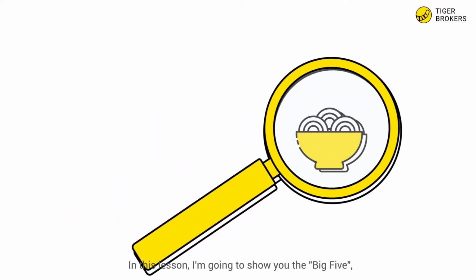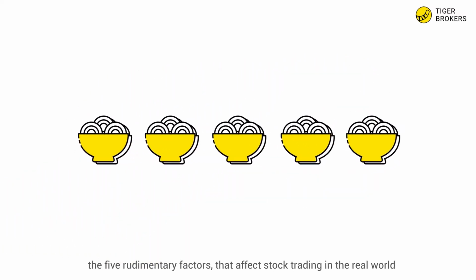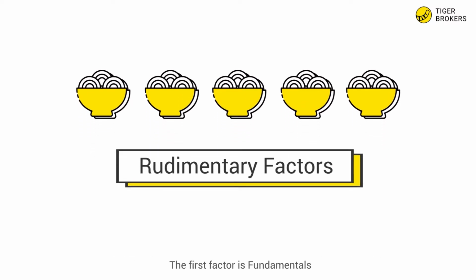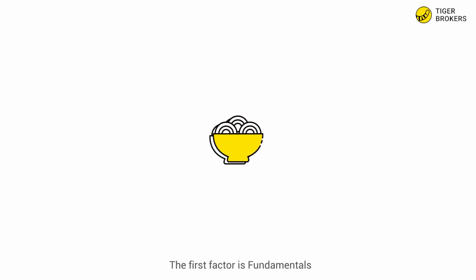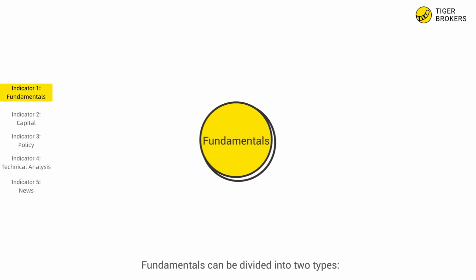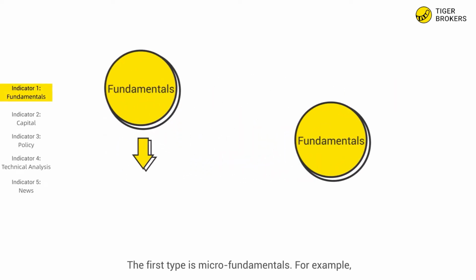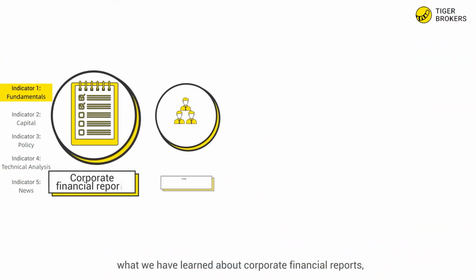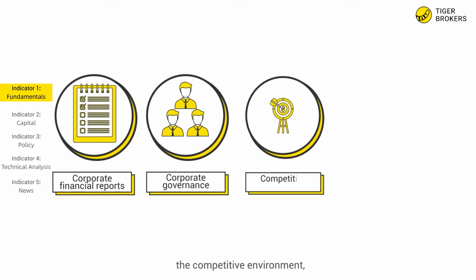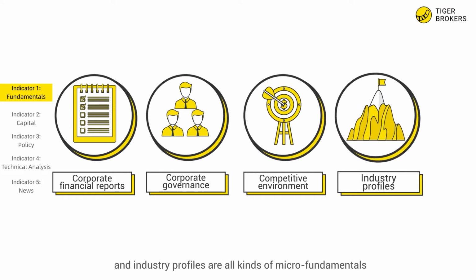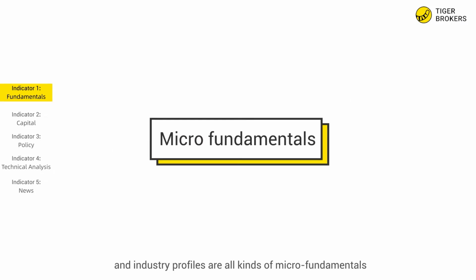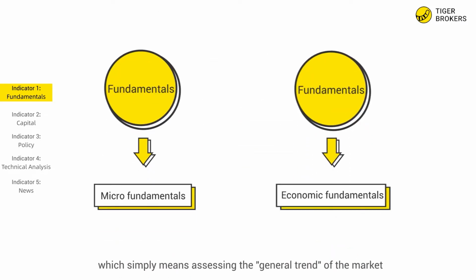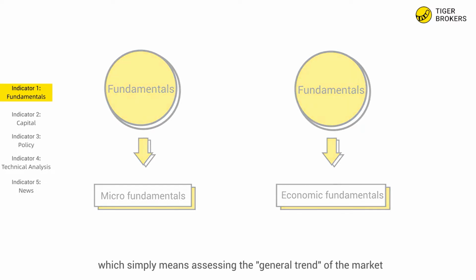In this lesson, I'm going to show you the Big Five, the 5 rudimentary factors that affect stock trading in the real world. The first factor is fundamentals. Fundamentals can be divided into 2 types. The first type is micro fundamentals. For example, what we have learned about corporate financial reports, corporate governance, the competitive environment, and industry profiles are all kinds of micro fundamentals. The second type is economic fundamentals, which simply means assessing the general trend of the market.